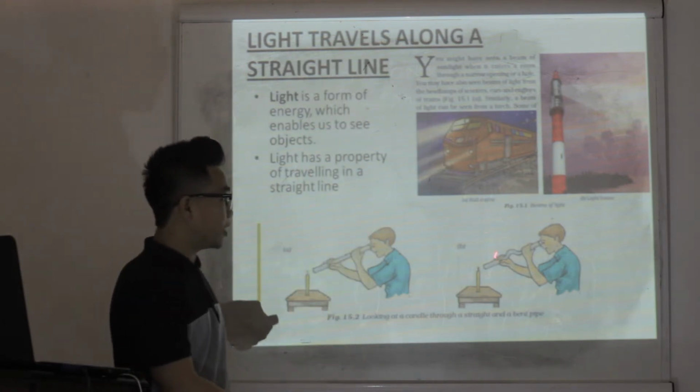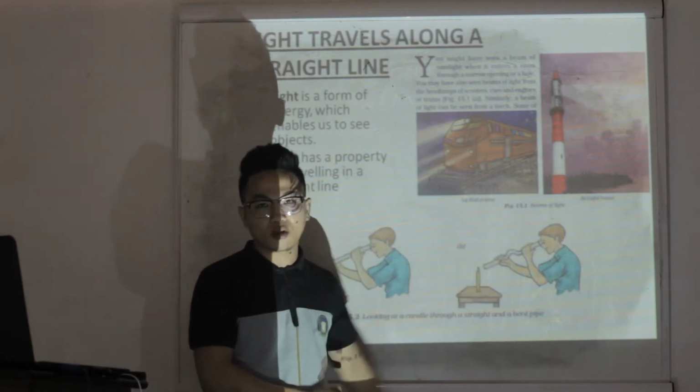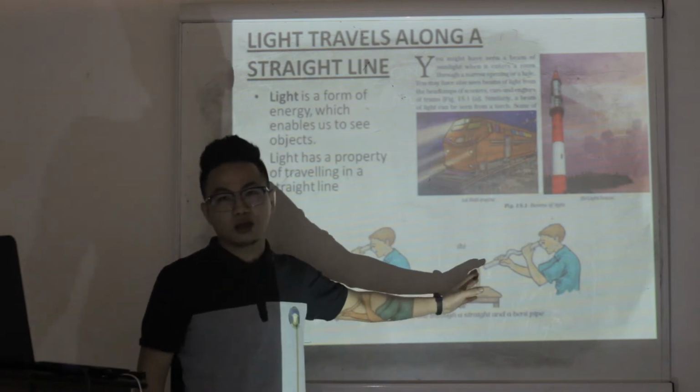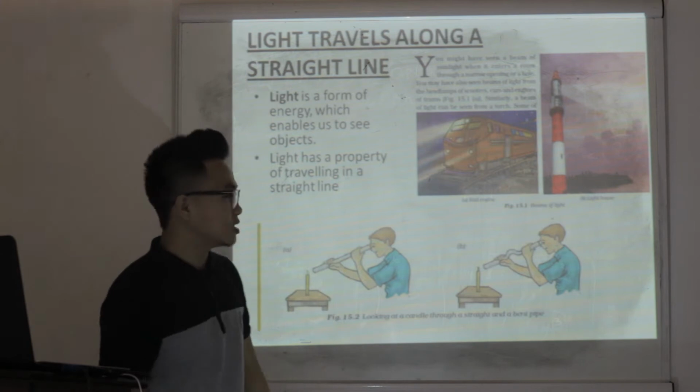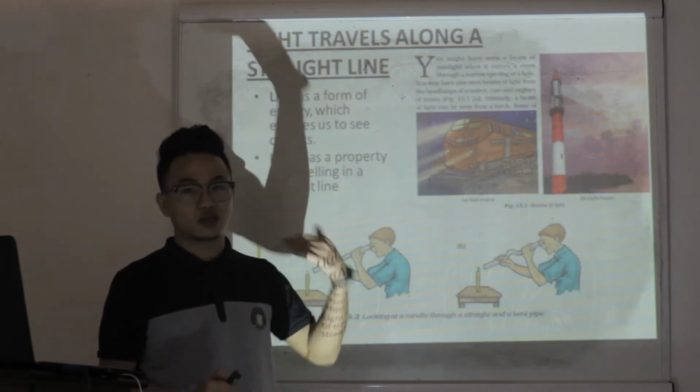If you use a bent PVC pipe, a curved one, try to see the light that comes out from the candle. Can you see it? No. I believe you can't see it. So that is why we say light travels in a straight line.